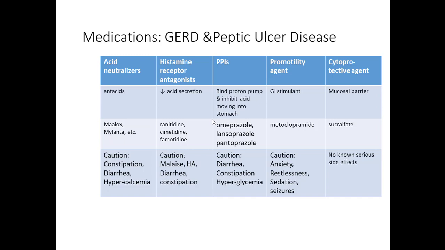Then PPIs are called proton pump inhibitors. So it just binds that proton pump and stops the acid from moving into the stomach. These are probably some of the most common ones that we see. Omeprazole, lansoprazole, pantoprazole, which is Protonix. These can all be given PO. Pantoprazole is one that is given IV frequently in the hospital. Again, diarrhea, constipation, side effects of PPIs, and they can actually mess with a person's sugar and make it elevate.